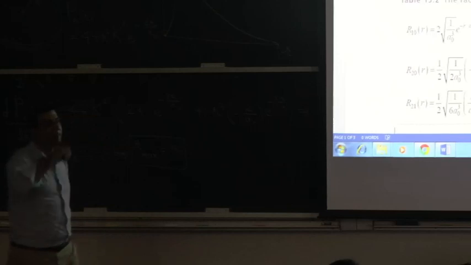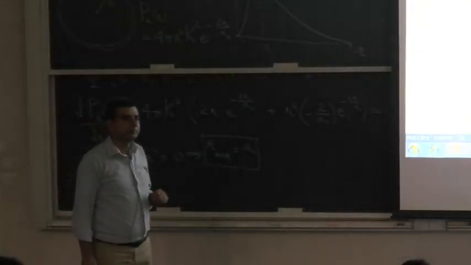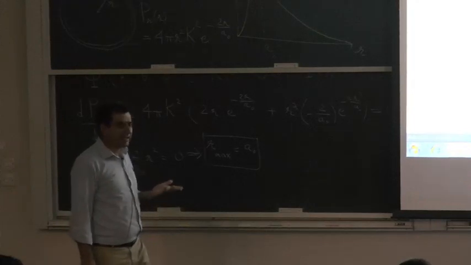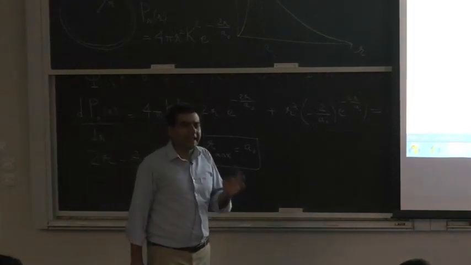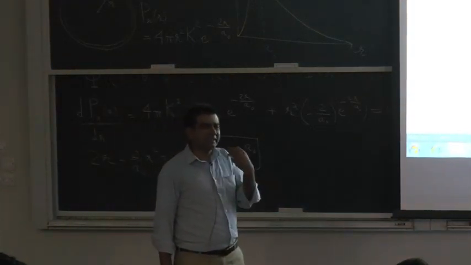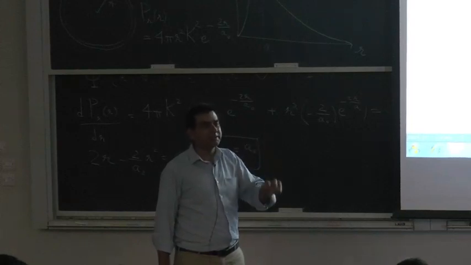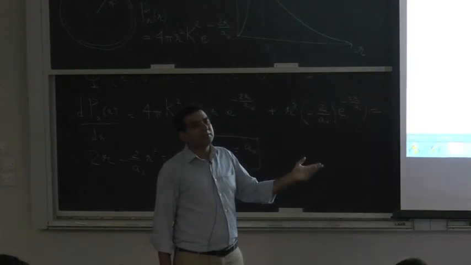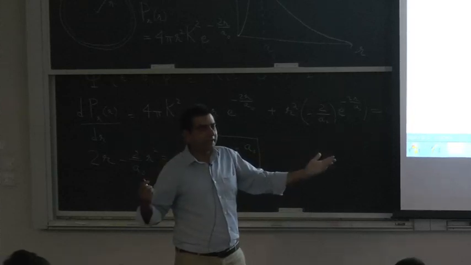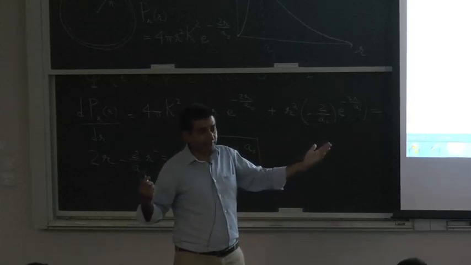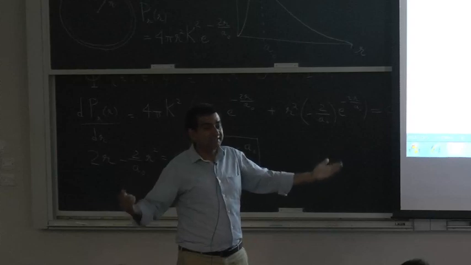Is the point where r is 0 also a node? That can be considered to be a node, yes. But technically speaking, it does not qualify as a node. When I say n minus l minus 1 nodes, it's nodes outside r equals 0. It's nodes besides the nucleus.